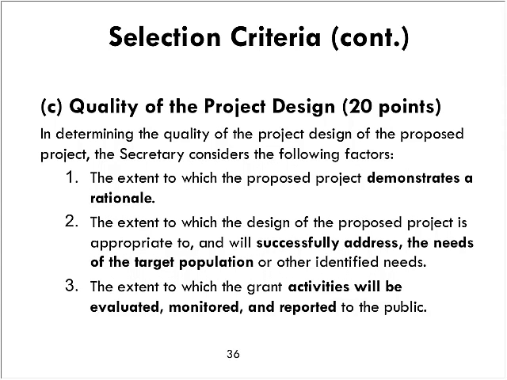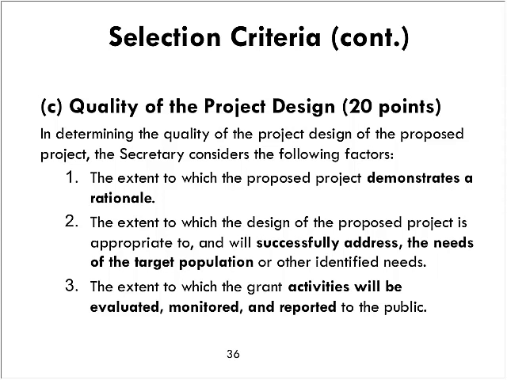The third criterion is the quality of the project design, which is worth 20 points. Here, the reviewers are going to be looking for evidence that the project is designed in a way that is of high quality. We want to see the extent to which the proposed project demonstrates a rationale. It should be built around a rationale, and as we mentioned earlier, the standard for that evidence is promising evidence.